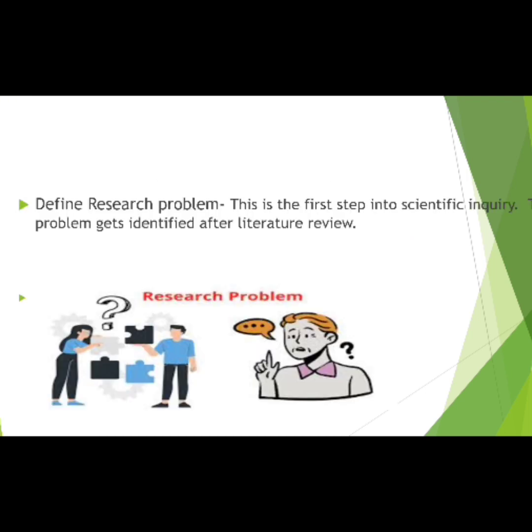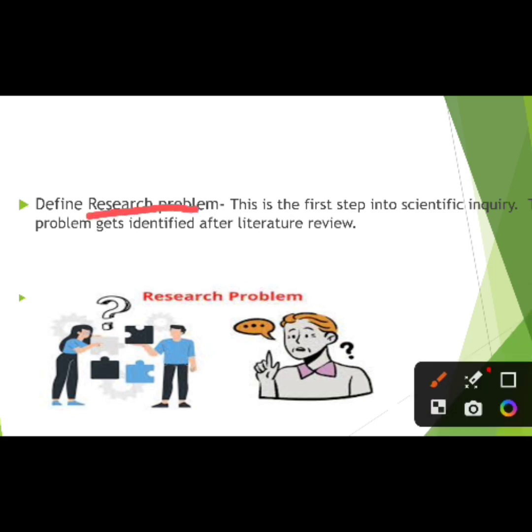So what is that? First of all, define the research problem. That means without any problem we are not going to find any solution. So to obtain any result or any solution, we must have the problem. So what is the research problem? This is the scientific inquiry, meaning what are the problems in the business world, in today's economic world, in today's environment. So what are the problems?